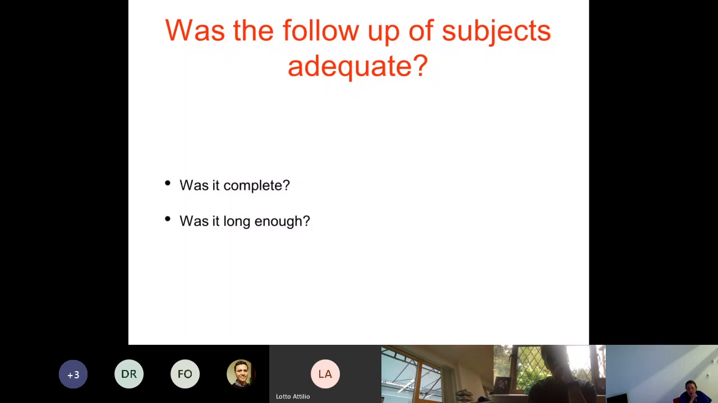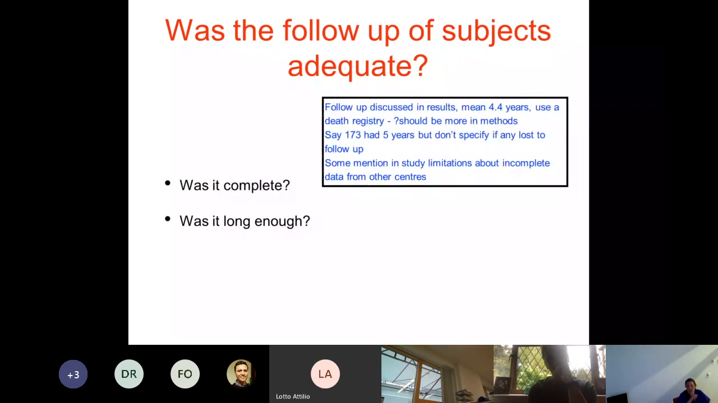So the follow-up needs to be adequate, long enough, and as complete as possible, so the quality of your data is the best that it can be. They say they managed a mean follow-up of nearly four and a half years, which is pretty good, but they didn't say a huge amount in their methods. They said 173 managed to achieve 5 years of follow-up, but they don't actually tell us if they lost any to follow-up. I suspect they probably did, or perhaps they didn't and they're an excellent centre, I don't know. There was some mention about the children from other centres having incomplete data, but not much expansion on that.